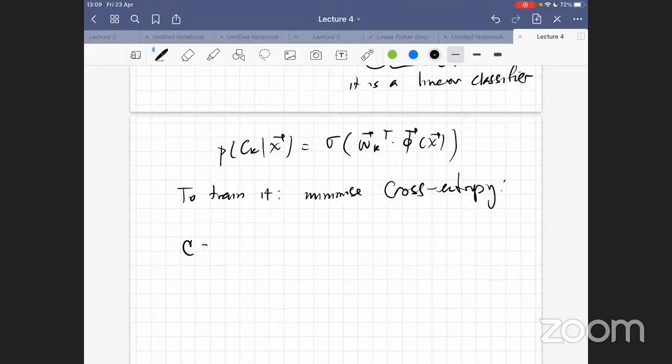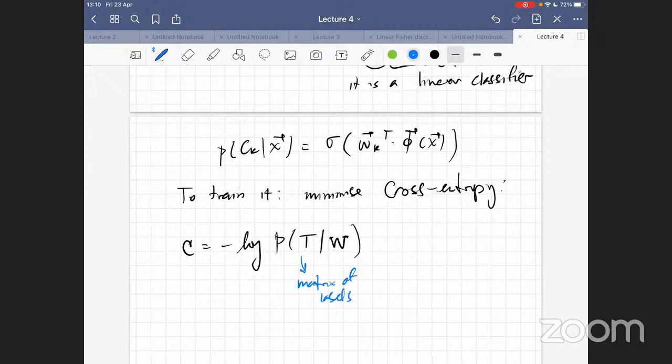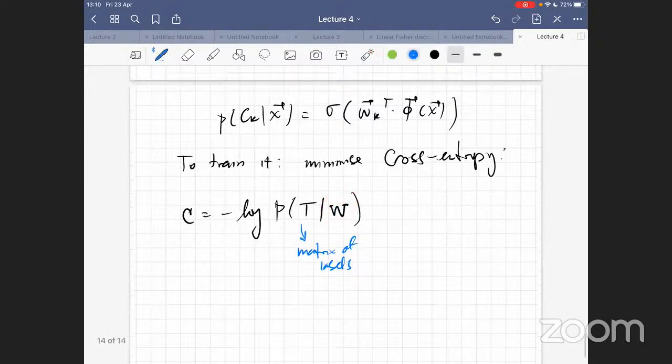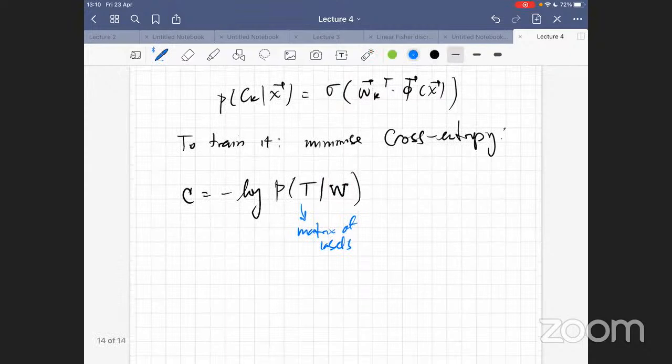So remember, cross entropy can be written in this way. This is the log of the likelihood. Let me write the likelihood in this way. These are the matrix of labels, and these are the matrix of the weights here. The matrix of labels is in one-hot encoding, right? And we have written this actually in the first lecture.